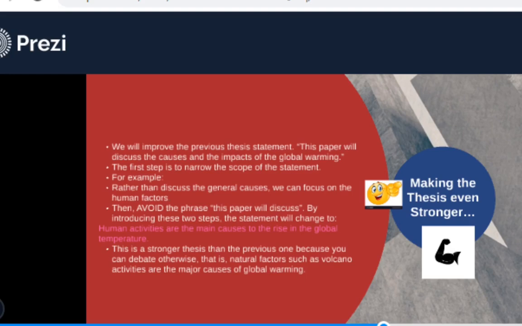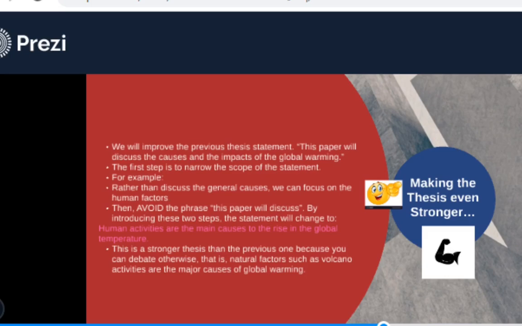Then, you should not include the phrase "this paper will discuss." By introducing these 2 steps, our statement will change to "human activities are the main causes of the rise in the global temperature." This is a better thesis than the previous one because someone can debate it otherwise. That is, some individual can argue that natural factors such as volcanic activity are the main causes of global warming.